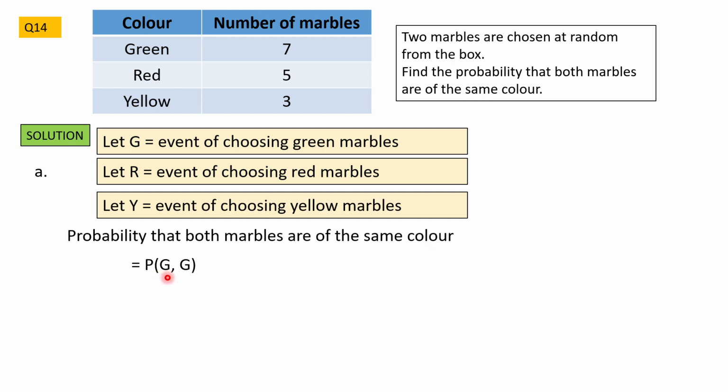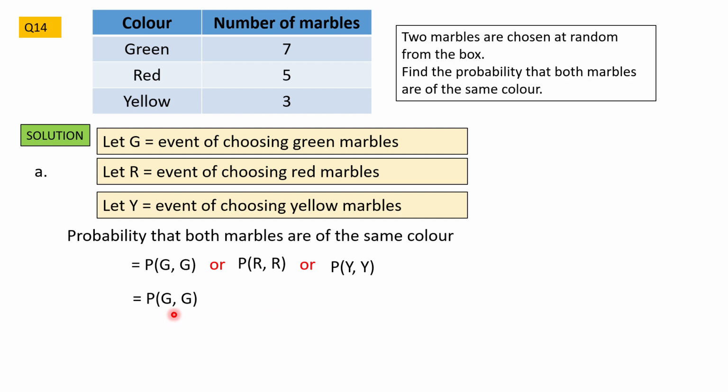So here we want the probability that both marbles are of the same color, so that will be probability green and green. Remember, we are choosing 2 marbles, so the first marble is green followed by the second marble also green. Or it can be red and red. Or it can be yellow and yellow. We don't have any other color, so these are the 3 possible outcomes. Remember, when you have P green and green, you have to multiply. When it comes to or, then you plus.